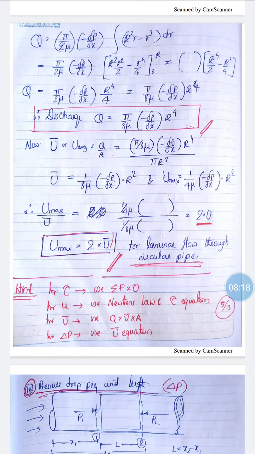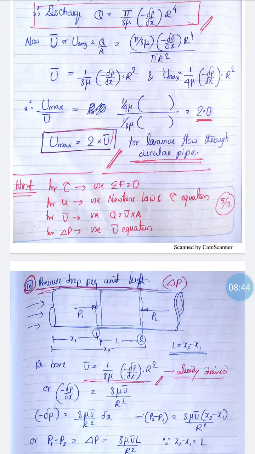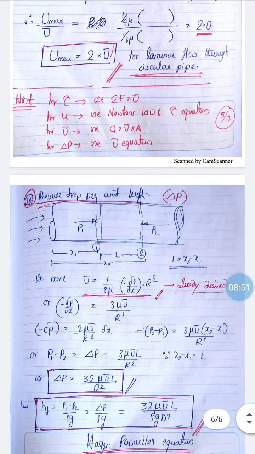That means the maximum velocity is always twice the average velocity of fluid flowing through the cross section of the pipe for laminar flow through a circular pipe. So here the hint I have written for deriving the above equation is, for the tau equation we use summation F equal to 0. For getting the equation for velocity, use Newton's law and combine this with the shear stress distribution. For getting u bar, use the continuity equation Q is equal to u bar into A. And for getting delta p, that is the pressure drop per unit length, again we will use the u bar equation as shown in the next page.